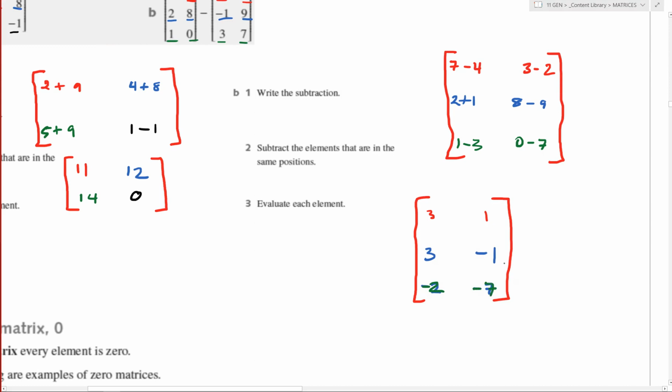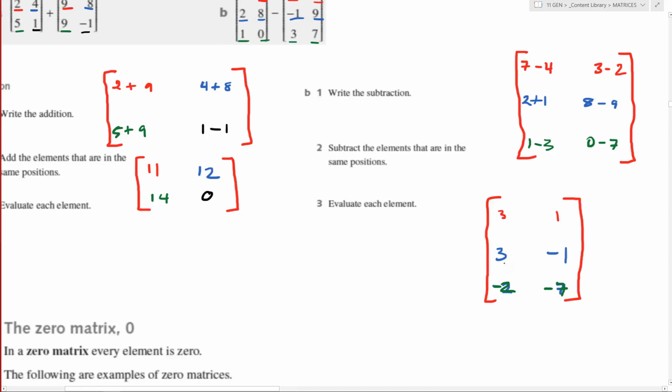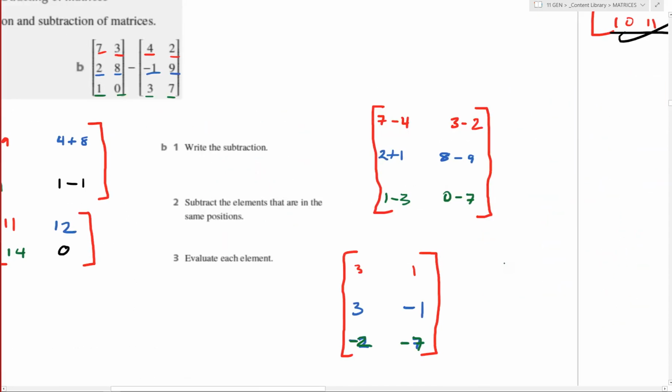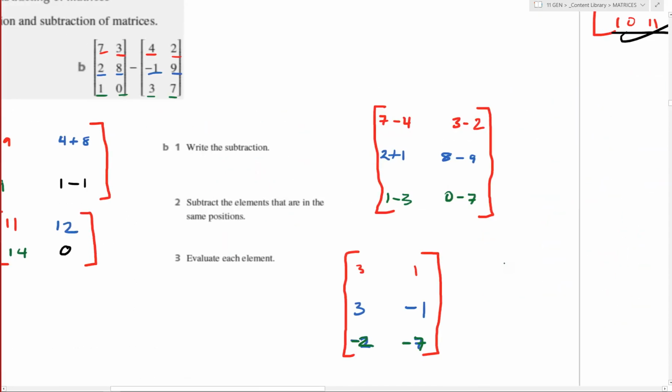Okay, that's basically it for those matrices. Really quickly, why is 8 minus 9 when they're both positive?